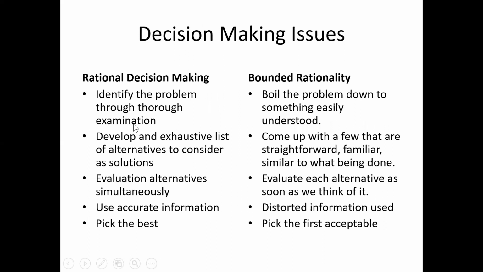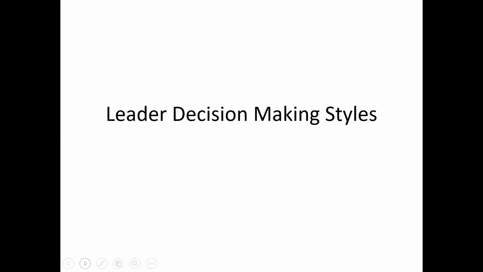So if you look at this, you say we identify the problem, we develop alternatives, we evaluate them, and we use accurate information, and then we pick the best, and then we evaluate it. Over here, it says we boil the problem down and make it easy to understand. We have a few ideas. We evaluate as we get them. We use distorted information and then pick the first acceptable. So these are some of the problems associated with decision making.